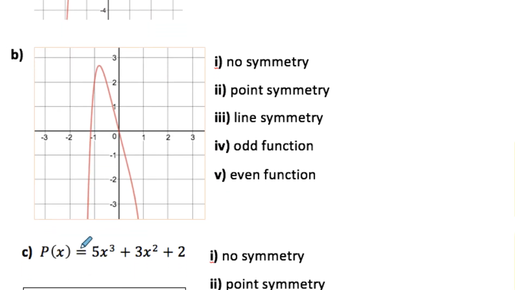Part B, this is a weird looking function, has no symmetry at all. We can just circle no symmetry, and if it has no symmetry, then it's not an even or an odd function.